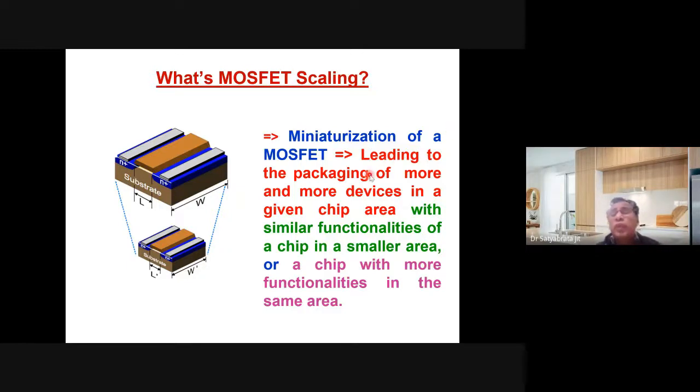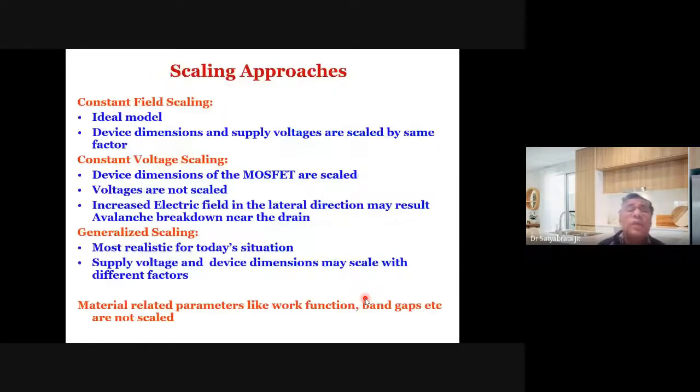The basic objective of the miniaturization of the MOSFET was to lead to the packaging of more and more devices in a given chip area. Why? With the similar functionalities of a chip in a smaller area. So whatever one IC is there, I want to fabricate this entire integrated circuit in a smaller chip area. And so in the same chip we can develop complex circuits with much higher functionalities in the same area. That was the basic motivation of the scaling or miniaturization of the MOSFET technology.